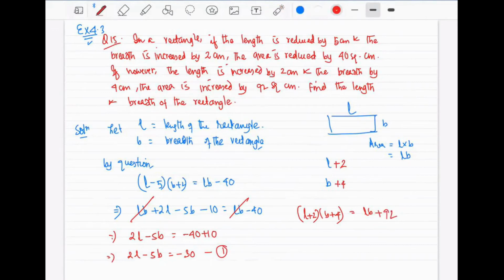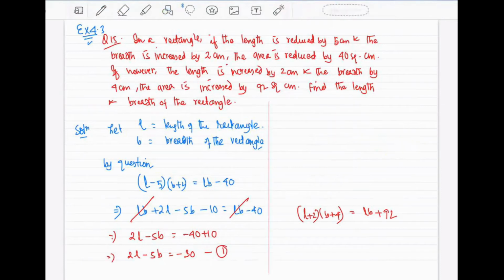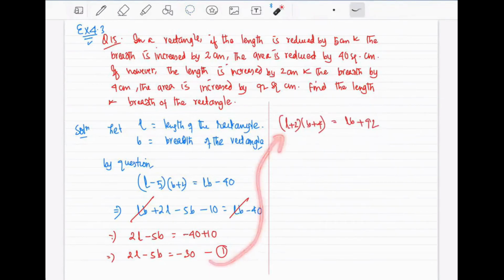Okay, so let me put it in a better way. So this is the new condition. This is the second condition, I'm continuing from here to here, okay, for your notes. So this is your second condition, the second equation we are able to obtain. Let's make it proper also. We will do the distributive property. We will have LB plus 4L plus 2B plus 8 is equal to LB plus 92.